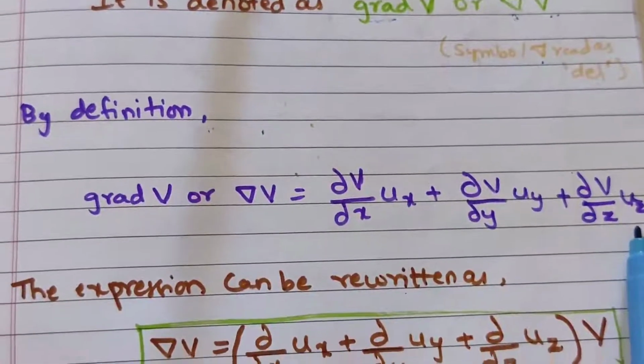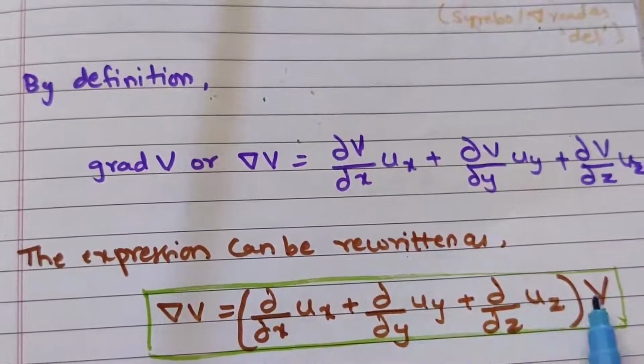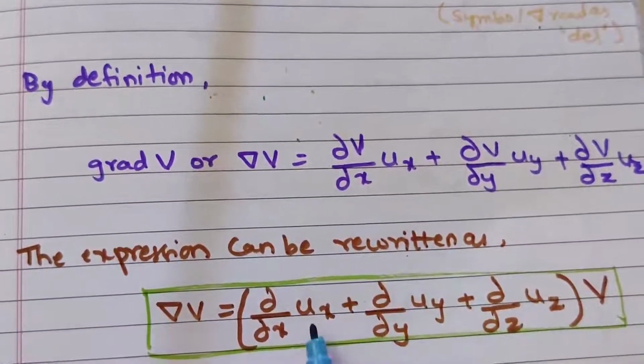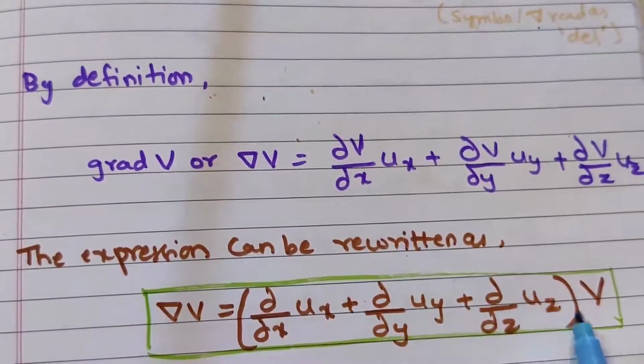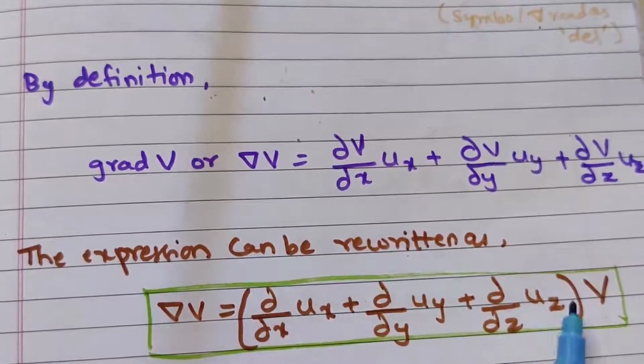Next, this expression can be rewritten as del V is equal to, taking V as common, (∂/∂x u_x + ∂/∂y u_y + ∂/∂z u_z) V. The common factor is V. So the gradient of V can be represented just like this.